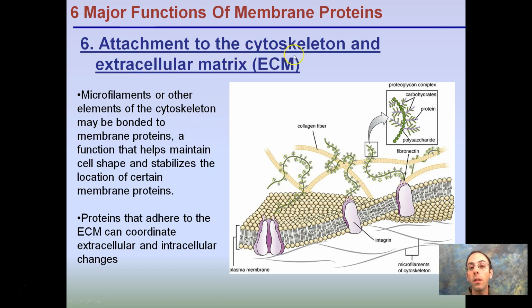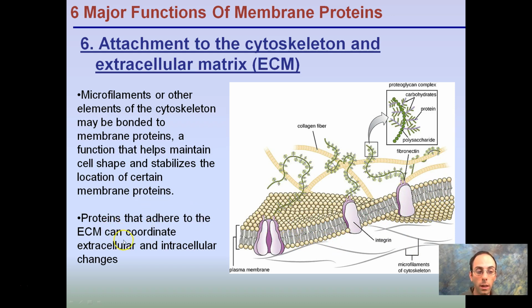Sixth, attachment of the cytoskeleton and extracellular matrix, which is abbreviated ECM on some occasions. These microfilaments and other elements of the cytoskeleton may be bonded to membrane proteins. So we have our microfilaments here of the cytoskeleton. Here are our proteins binding and holding everything together. This function helps maintain cell shape and stabilizes the location of certain membrane proteins. Sometimes we want our proteins to be able to move through the fluid mosaic. Other times we want them fixed in place, and this can help maintain them in specific locations.